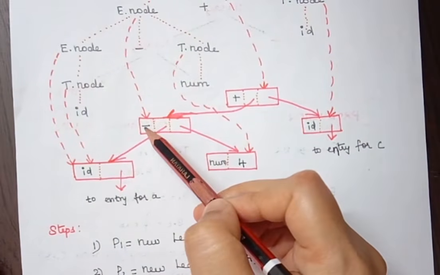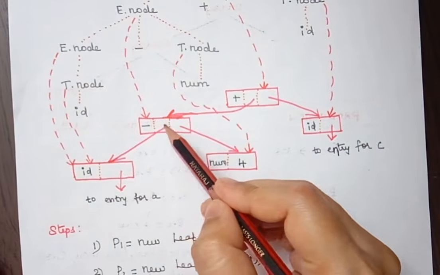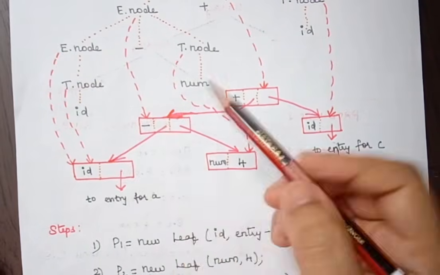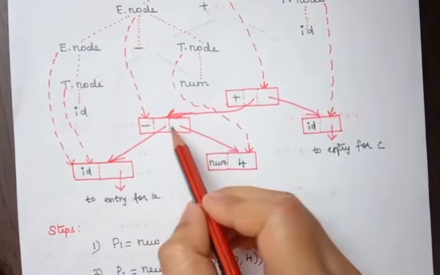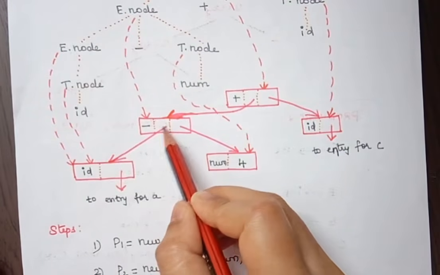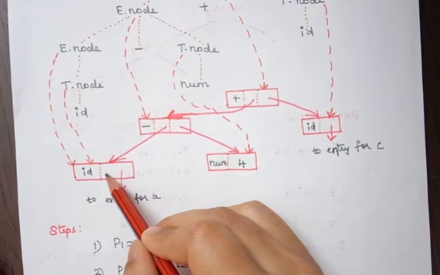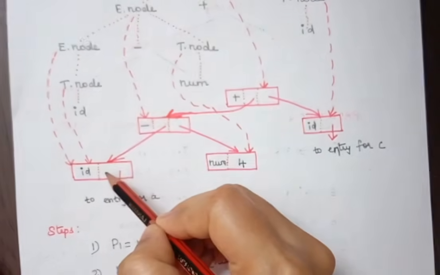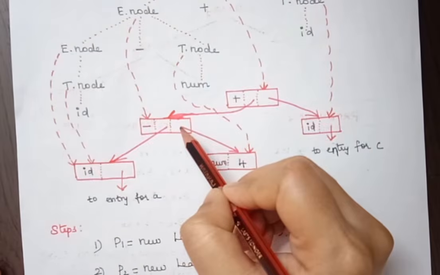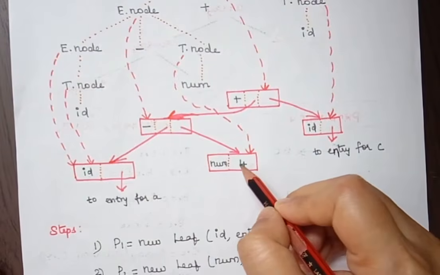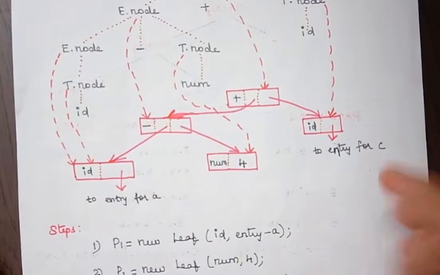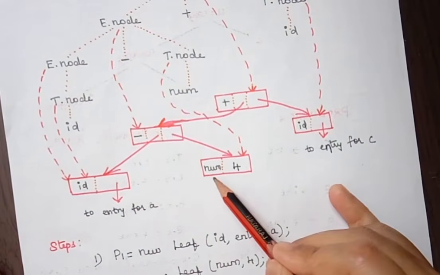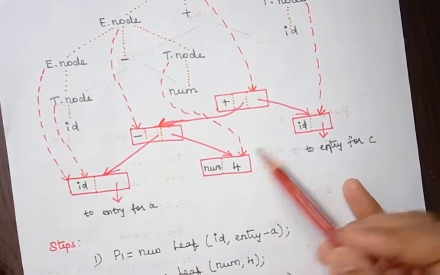Here the operator is minus, and coming to the second field, the second field contains the pointer to the left child, and the third field contains the pointer to the right child. So when you look at the pointer here, this is actually pointing to this ID which is present at the left hand side of this E node, and the next field is pointing to the object, and this object is referred by this T node which is the right child of this E node.